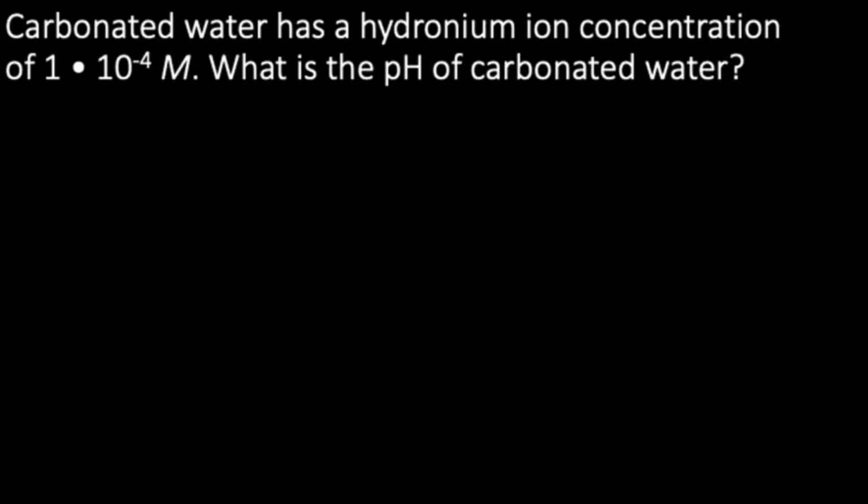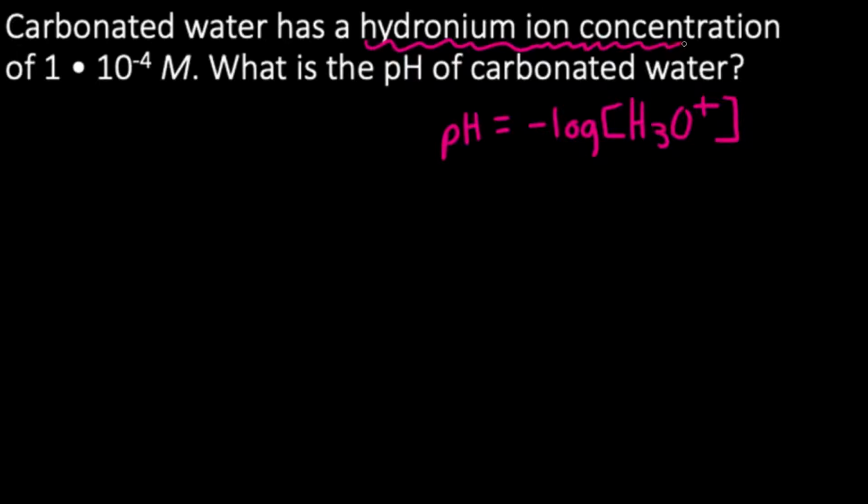Carbonated water has a hydronium ion concentration of 1 times 10 to the negative 4 power molar. What is the pH of carbonated water? So first, we need to recall what the formula for pH is. So pH equals the negative natural logarithm of the concentration of hydronium ions. We are given the hydronium ion concentration in the problem, so we can plug that into this formula and solve for the pH. So pH is equal to the negative natural logarithm of 1 times 10 to the negative 4 power.